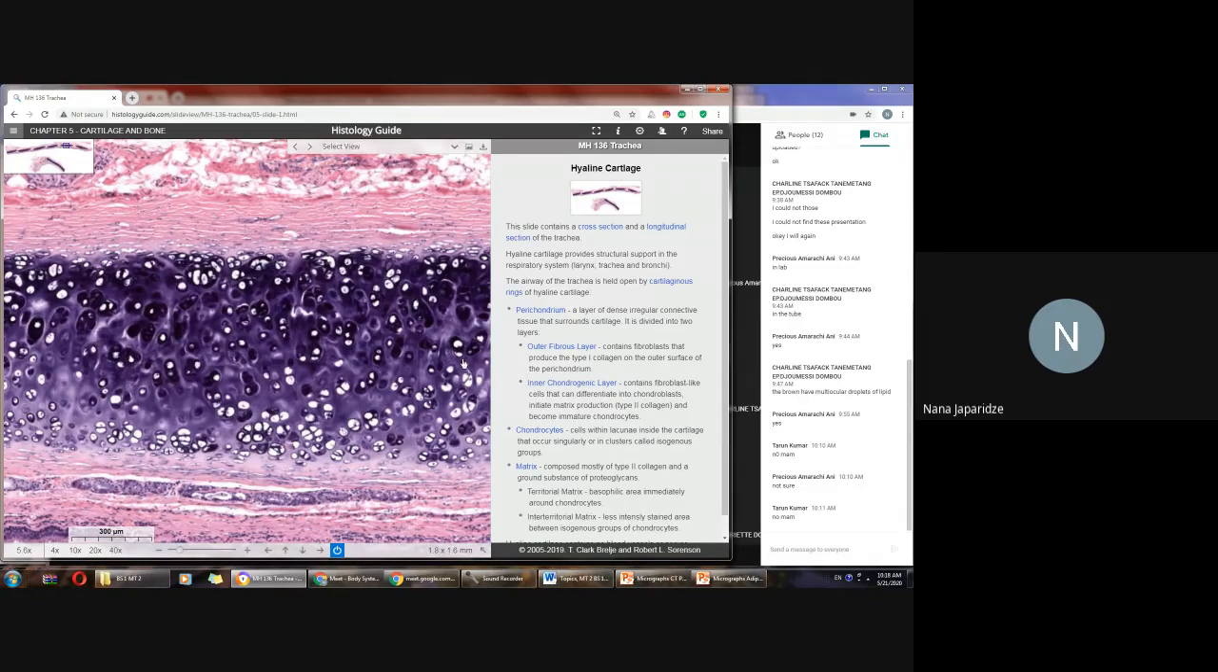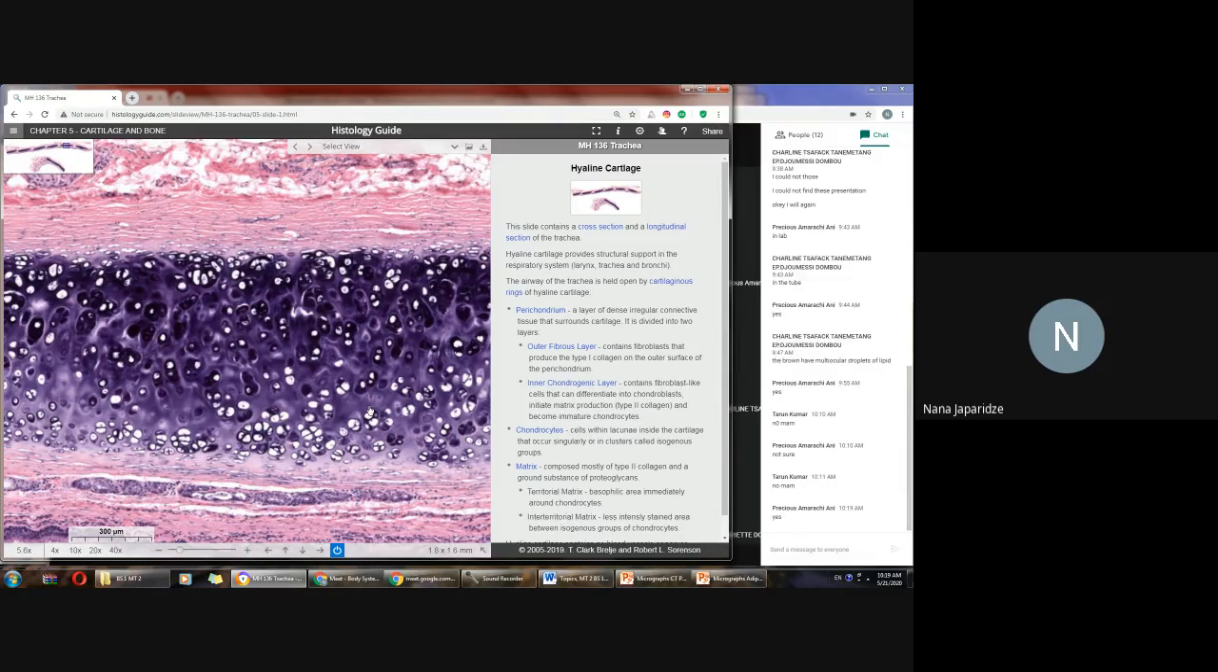This is appositional growth. This is, sorry, interstitial growth, and this is appositional growth, okay? Now, is the difference between the appositional growth and interstitial growth understandable?